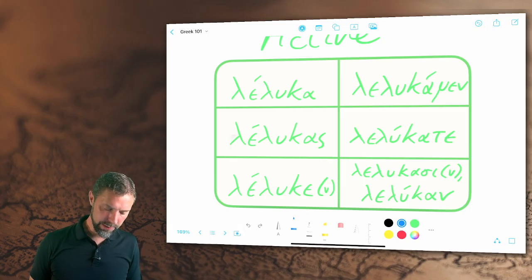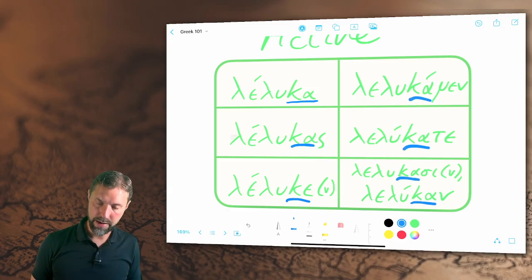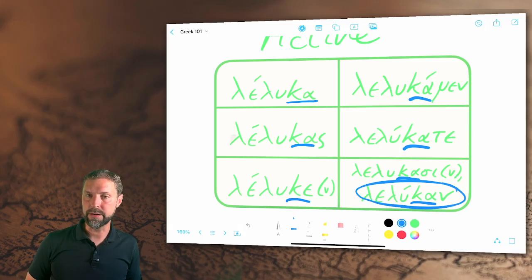But the basic answer is that you're going to look for two different phenomena. You're going to look for, first off, a kappa alpha throughout, what I've told you up above. And so I've got κα, κας, κε, καμεν, κατε, κασι or καν, one of those forms. The endings work basically identically to the aorist. So ἔλυσα, ἔλυσας, ἔλυσε we had with the aorist. Well, that's exactly what I've got down here: ἐλύσαμεν, ἐλύσατε, and ἔλυσαν. The ἔλυσαν would be analogous to this form right here, λελύκαν.